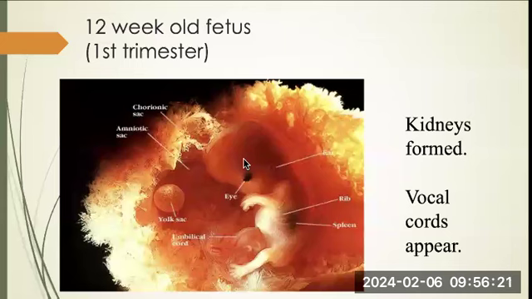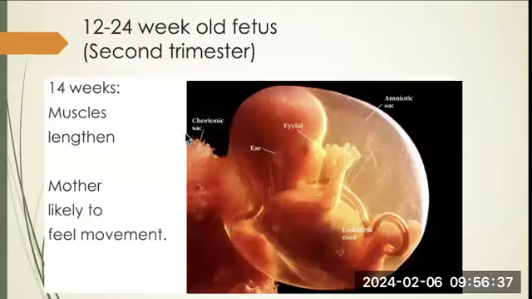So here's a 12-week-old fetus in the first trimester. At this point, kidneys are formed. Vocal cords actually appear at only 12 weeks. So that's really fascinating. You see different components. You don't have to know the different parts there. I just wanted to show pictures for people who are interested. Here's a fetus at 12 to 24 weeks. The muscles are starting to lengthen, and this is when the baby starts to move around. Here the babies are very sensitive to sound. The fetus cannot survive outside of the womb at this point.